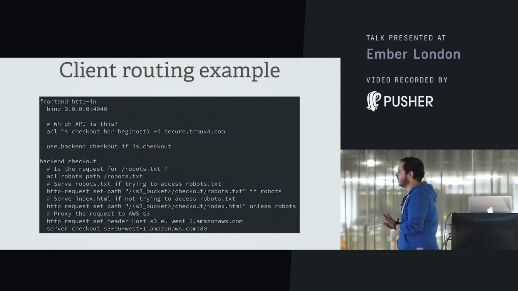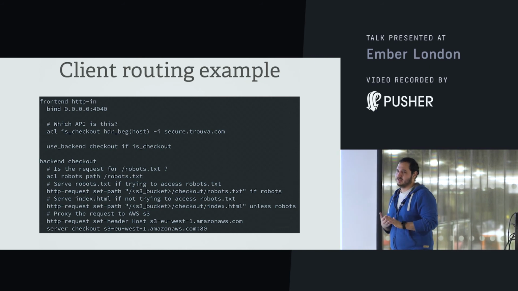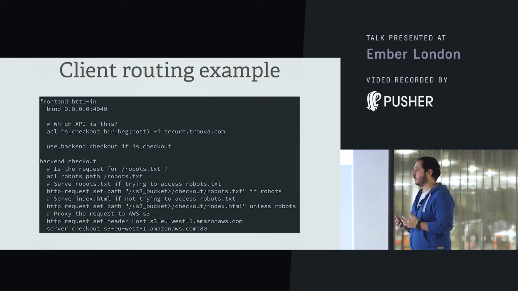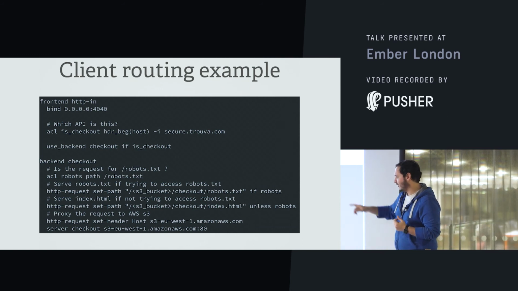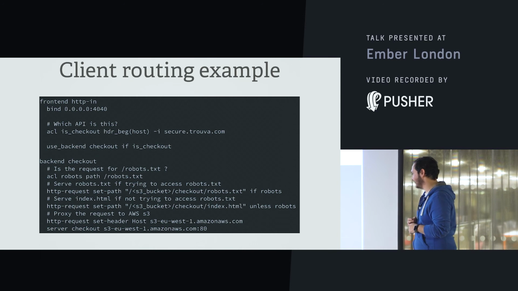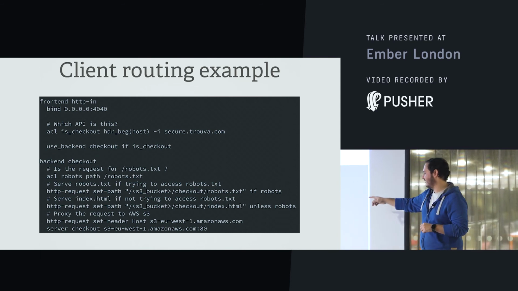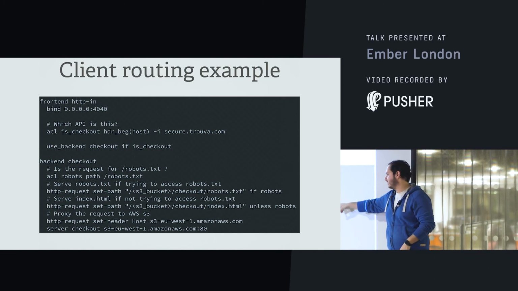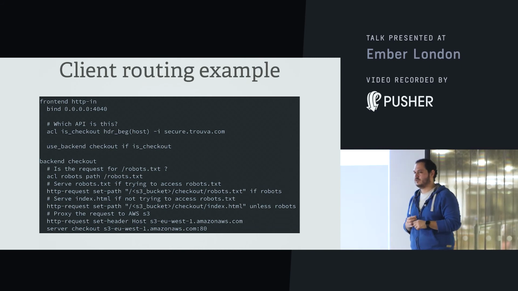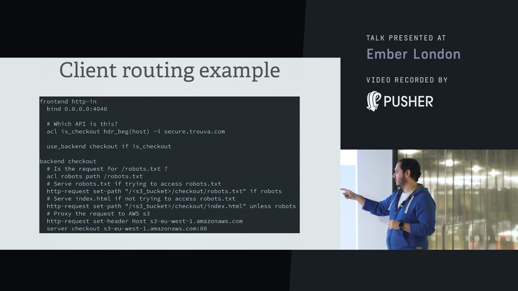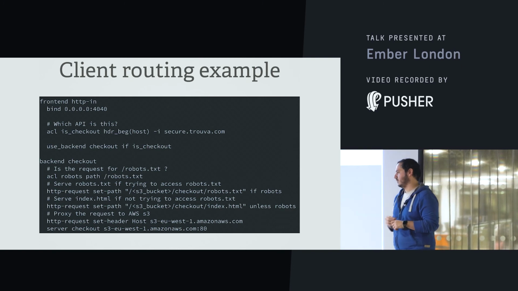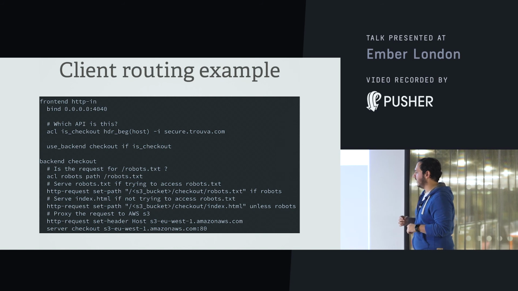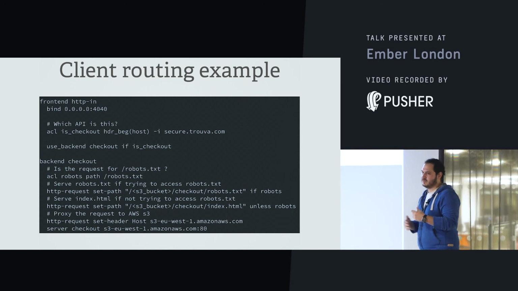And to show you an example of how we serve our Ember apps, this is the example. Again, we've got a front end which is named HTTPN. It's listening on port 4040. And we first want to check which client this is. So we're checking if this is our checkout. If the request coming in matches secure.trouva.com, so if the beginning of the host is secure.trouva.com, then assign the result of that into is checkout. And then use backend checkout if it's checkout.